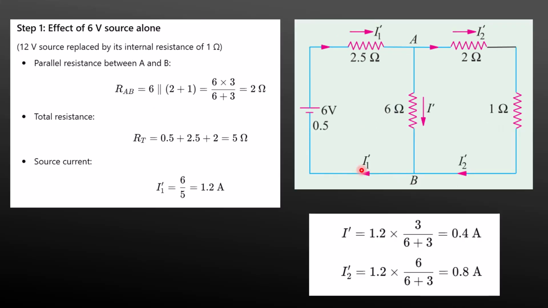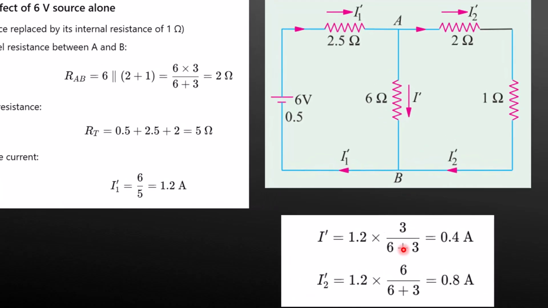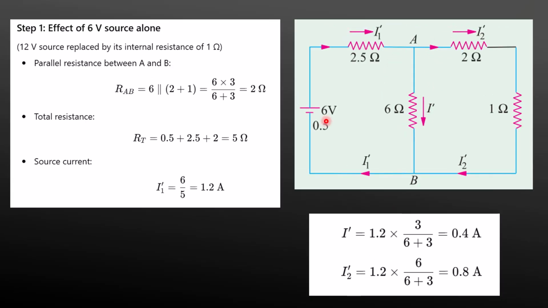In the next step, we will compute the value of the current flowing through the 6 ohm resistance by using the current divider rule. Here I dash is equal to 0.4 ampere according to the current divider rule. Similarly, I2 dash is equal to 0.8 ampere. So this is how we find the value of all the currents flowing in this network by the 6 volt voltage source.